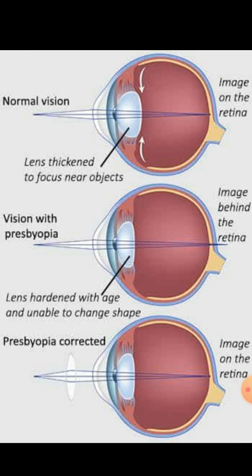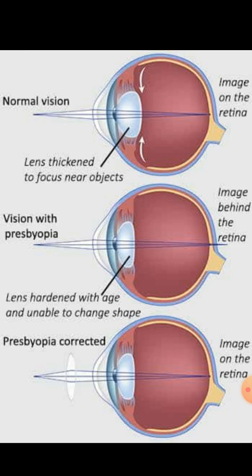But remember, the main difference between presbyopia and hypermetropia is the cause. Why the defect arises. Presbyopia is due to the loss of power of accommodation, whereas hypermetropia is caused due to the abnormal shape of the eyeball and the lens. I think you all understood the difference between presbyopia and hypermetropia.